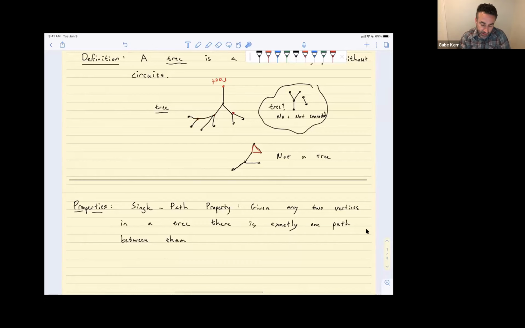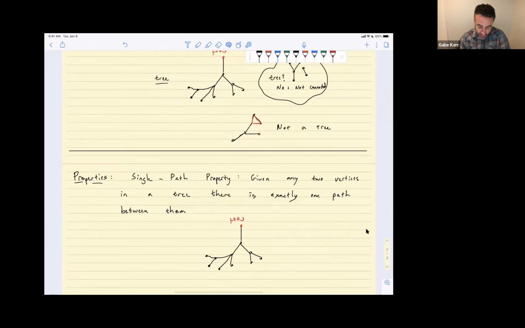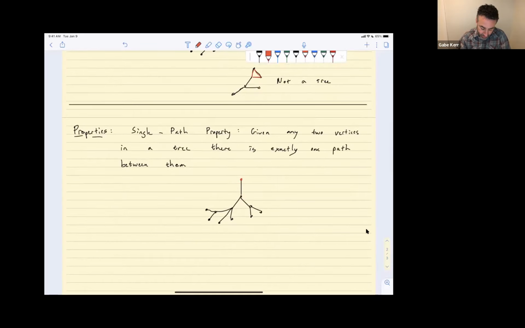So let's say I look at this tree here. I'll copy it and bring it down. I'll take the root for one of my vertices, and let me look at another vertex. I'll put it over here. And you can see, of course, there's only one path between these two vertices, which is drawn in red now.